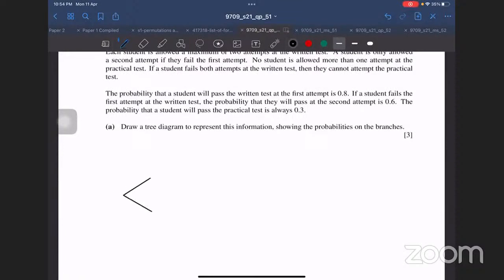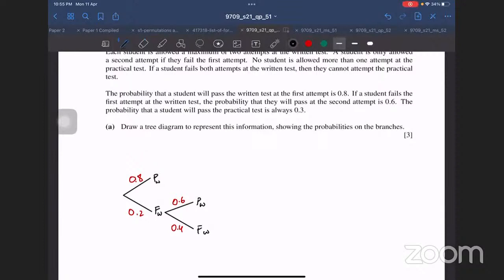So I draw the written test first. This is pass, this is fail. The probability is 0.8 and 0.2. If I fail the first written test, I'm given another written test, and the probability that they will pass in the second attempt is 0.6 and 0.4. These are all written tests. I'm just going to write written, written, written, written, because it's going to get confusing from here.